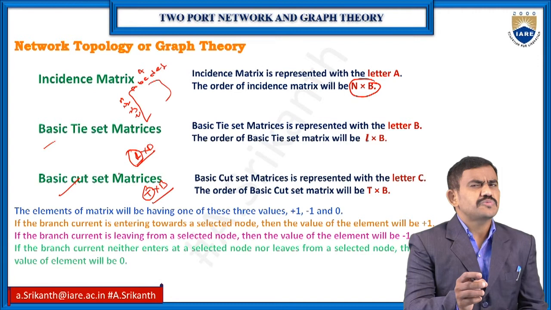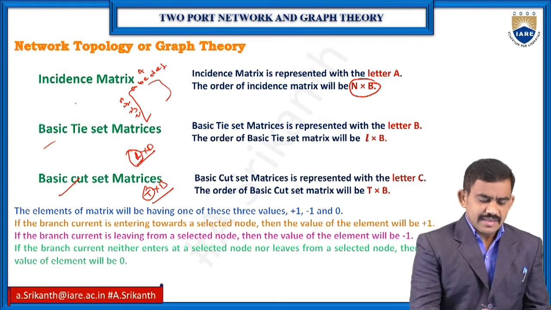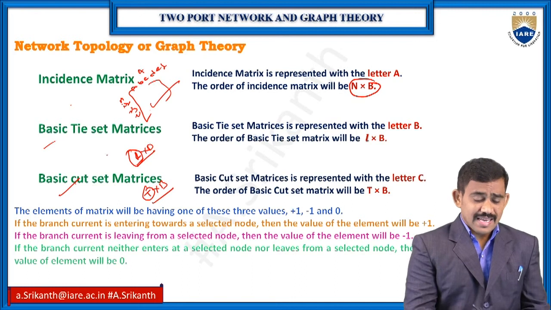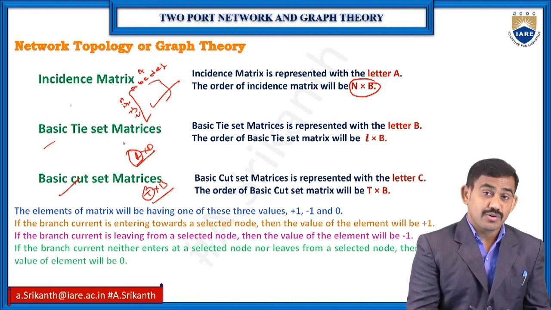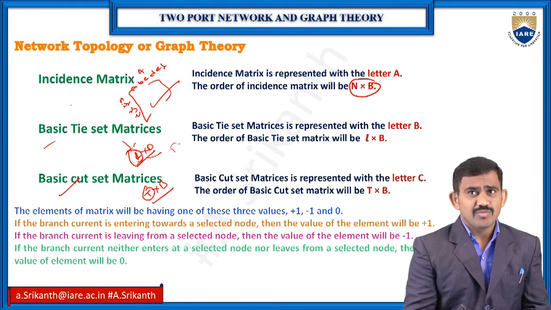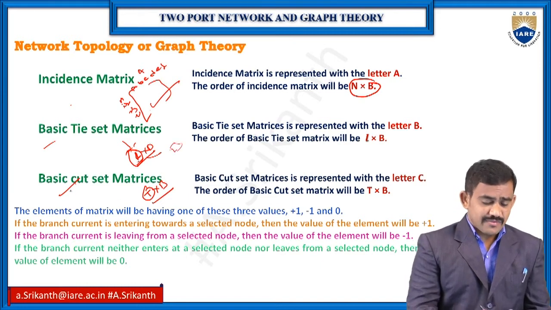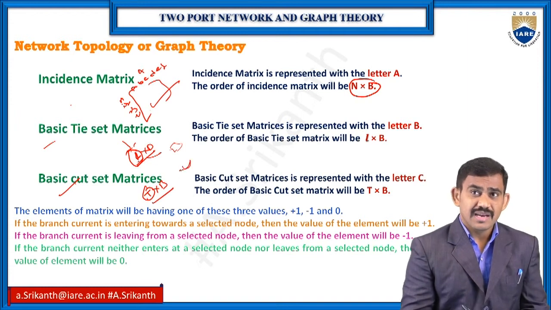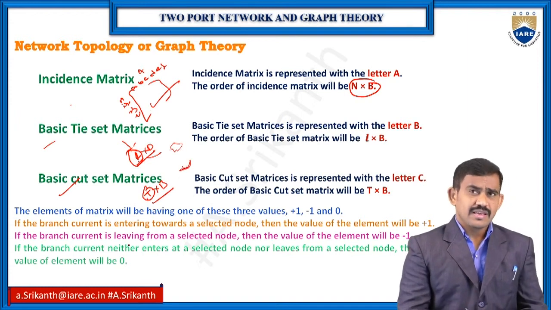But we have some small changes. Incident matrix means number of nodes into branches. Okay, that is your matrix. Coming to the tieset matrix, depending upon co-trees, but for this co-tree we have a small condition. We'll check it now. And for the cutset matrix, depending on tree, but we have some cuts. We'll check it now.